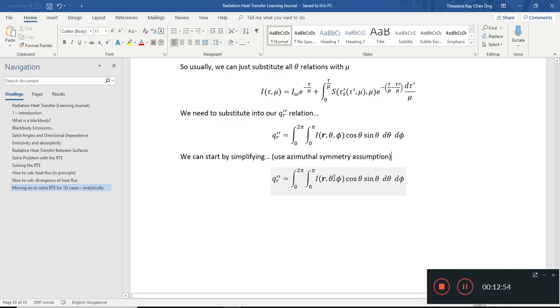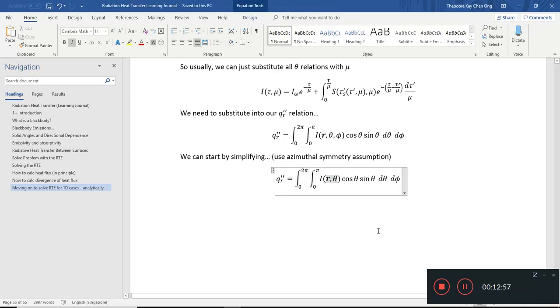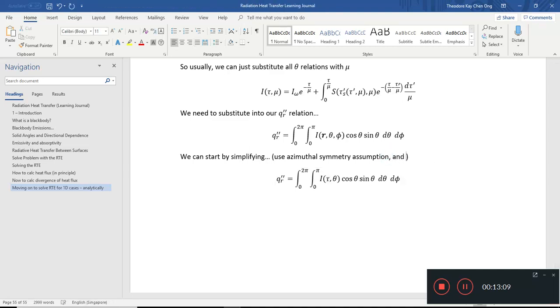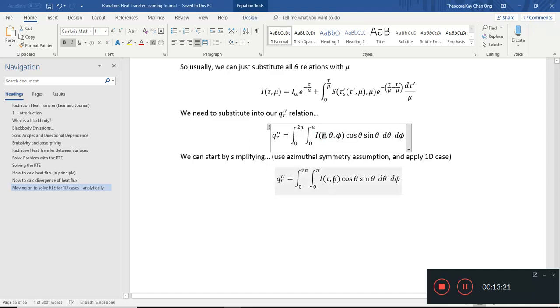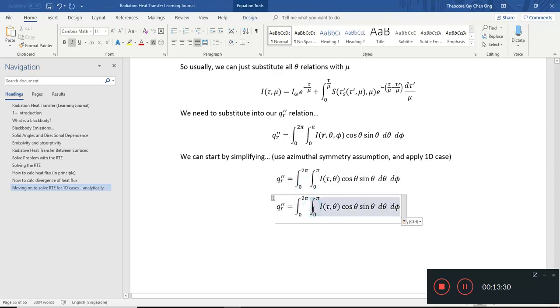Okay, the azimuthal symmetry assumption gets rid of the phi dependence of I, and basically we'll change this to a tau. And the 1D assumption, apply the 1D case. That means the only coordinate that matters is tau. Okay, so first we can integrate with respect to phi. That's very simple. We just have a 2 pi in front, and we get rid of the d phi.